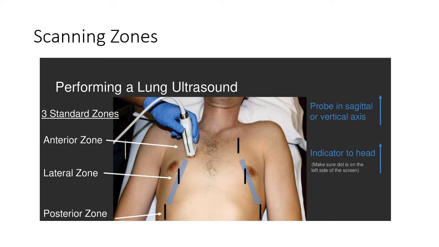It's important to note that when using lung ultrasound, the probe should be oriented vertically and the indicator on the probe should be pointed towards the head. This is a standard convention and will help things more easily be interpreted.